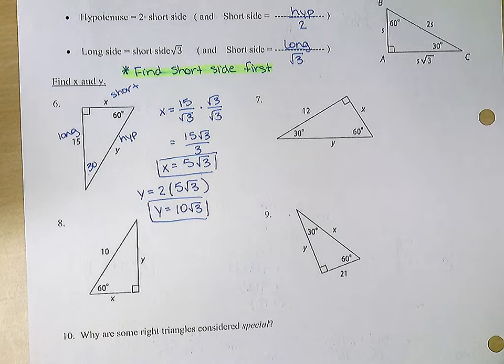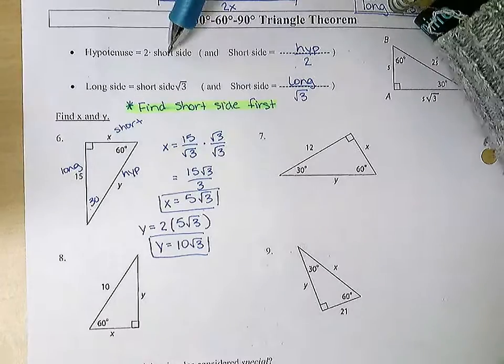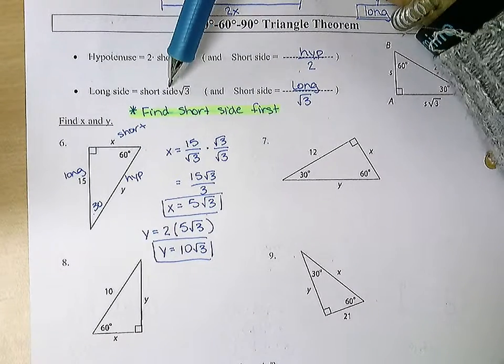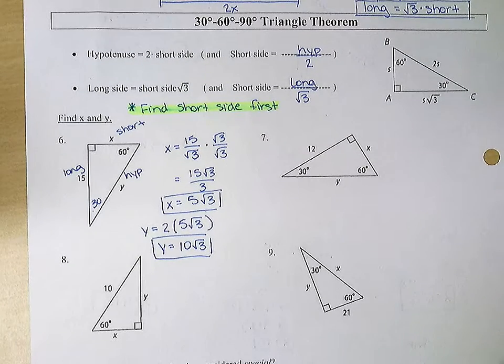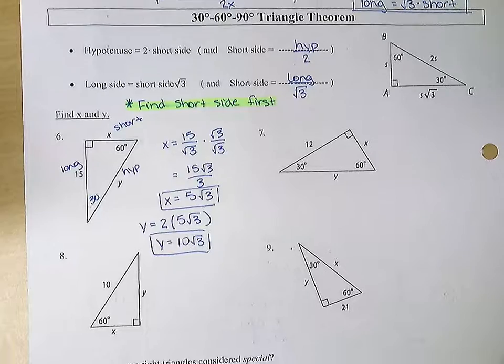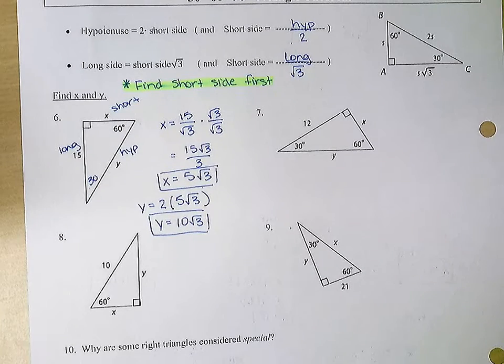You do need to find the short side first, because if you're not given the short side, you can't find the hypotenuse and you can't find the long side. So that's why if you're not given the short side, you always need to find it first. Questions?